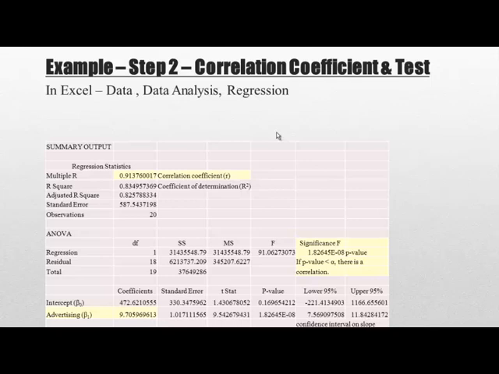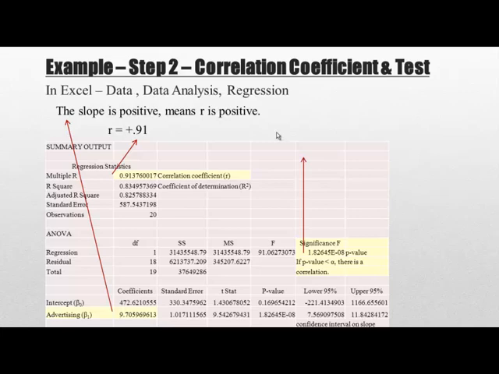So step 2. So we've plotted it. Looks like there's a line. Step 2, correlation coefficient and the test to go along with it. So our slope is positive, so it means R is positive. Our R value is 0.91, and it's positive because the slope is positive.